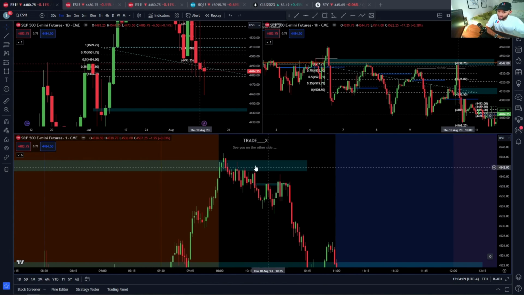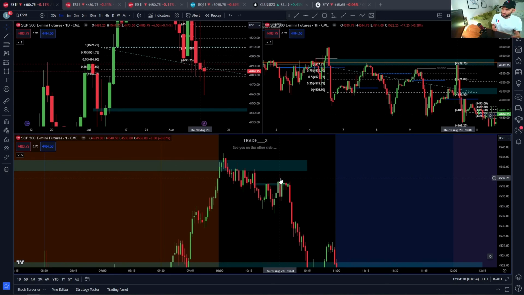Why? Because we have no intermediate term high formed yet. Without there being an intermediate term high formed, we have to allow 3 PD arrays to break. The first is this fair value gap, then mean threshold, then this high into this rejection block. So my stop would still be above this old high until an intermediate term high forms.